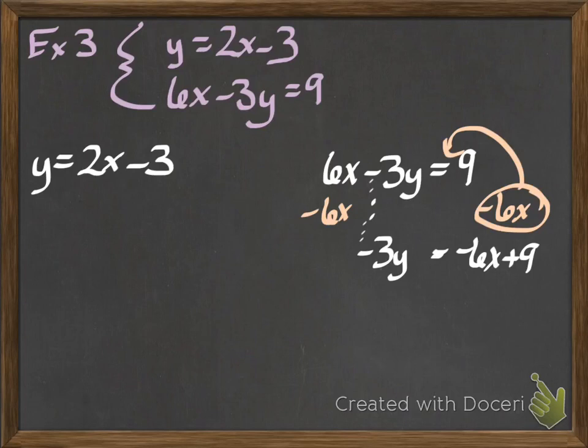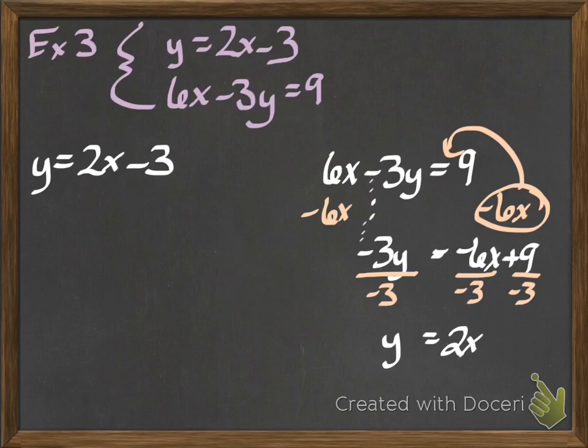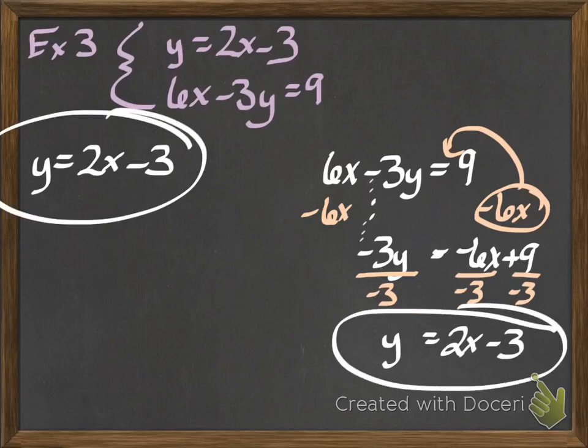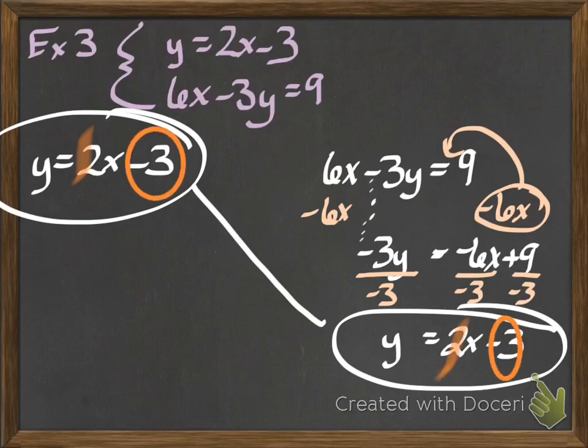Now I'm going to divide each term by the negative 3. And that leaves me with y equals a positive 2x minus 3. Now, my equations are exactly the same. So that means that we are going to have a graph that is overlapping. Both my slope and my y-intercepts match. So that means this is exactly the same line.